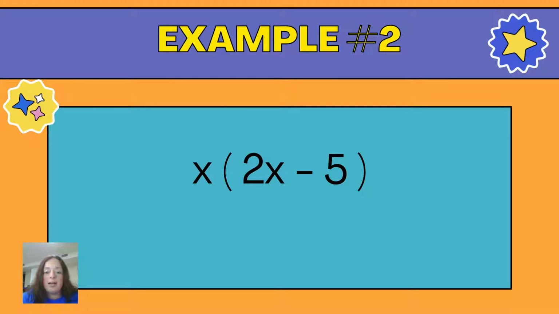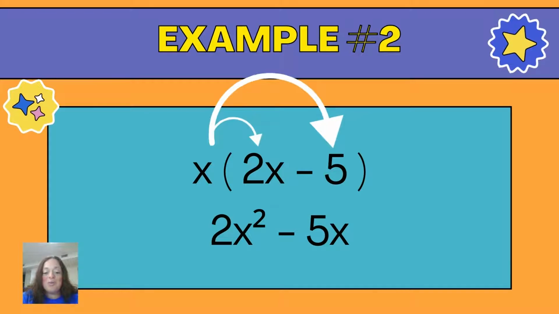Example number 2: x times the quantity of 2x minus 5. So this time we're distributing a variable, x, to the two terms inside the parentheses. I know this looks a little complicated, but this equals 2x squared minus 5x. That's because if you multiply x times x, it equals x squared. So 2x times x equals 2x squared. Then when we multiply x times 5, it's 5x. So x times the quantity of 2x minus 5 equals 2x squared minus 5x.